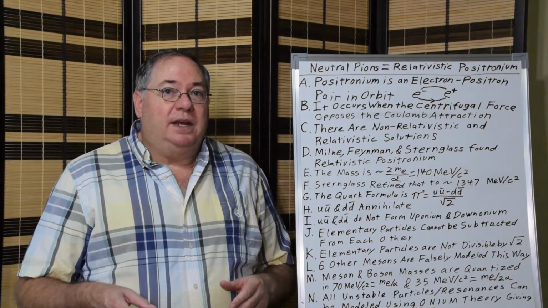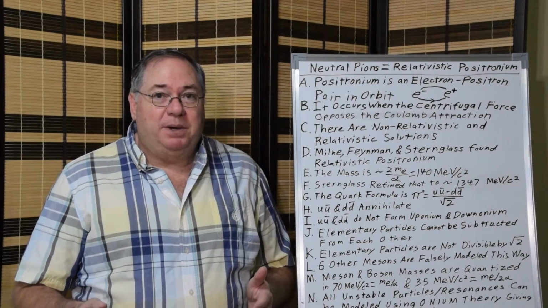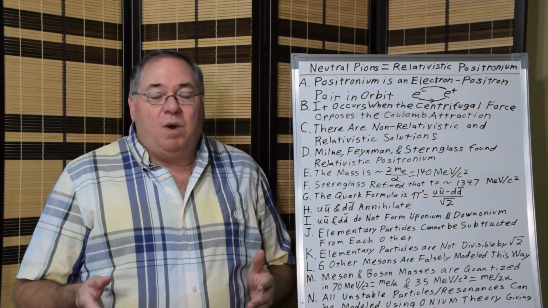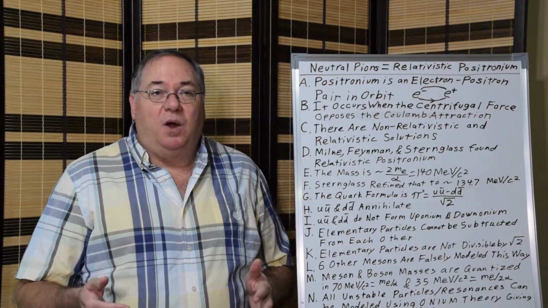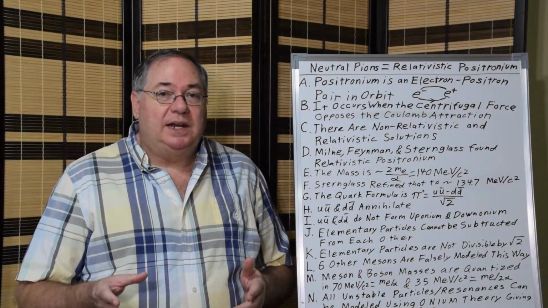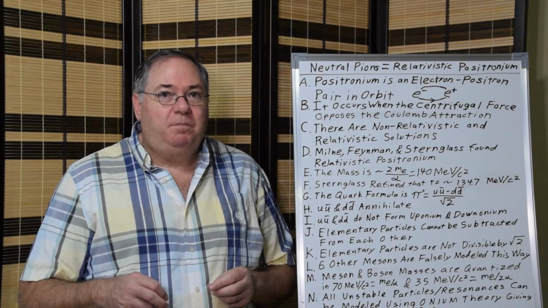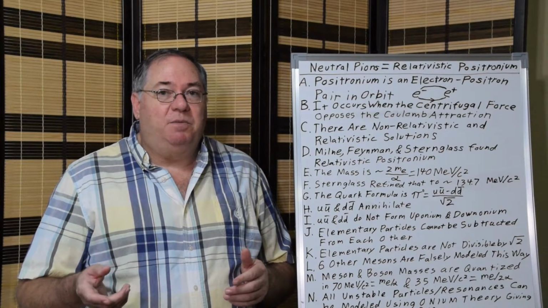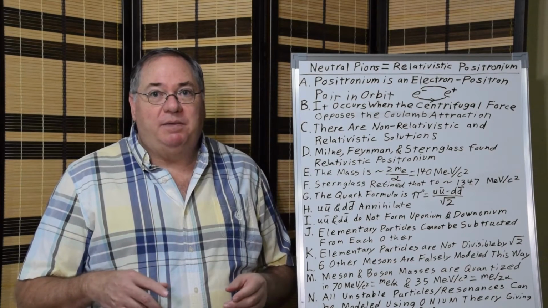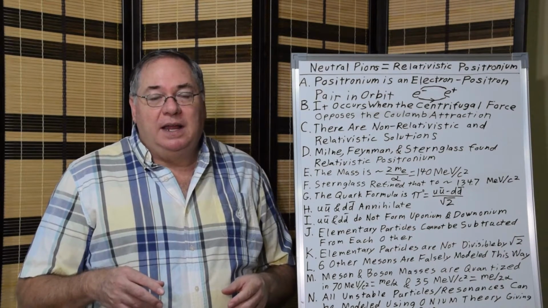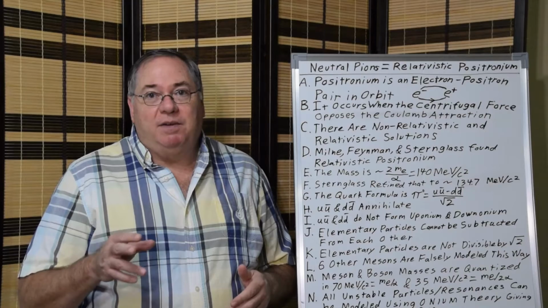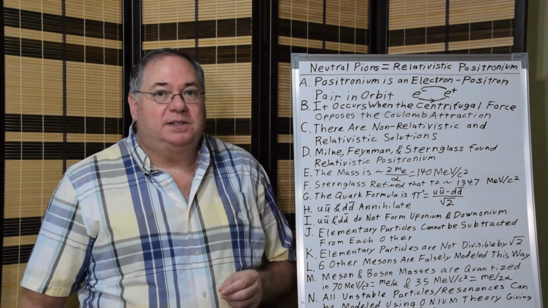Well, it turns out that all of the mesons and baryons are quantized the same way, although some have quantization states in the 35 MeV per c squared range. In the case of the ones that are quantized at 35 MeV per c squared, that's the mass of the electron divided by 2 times the fine structure constant.